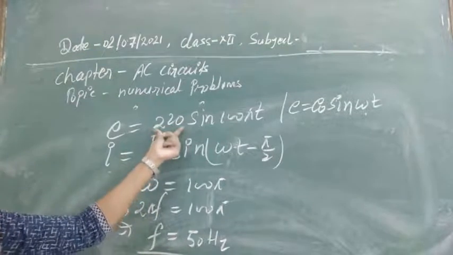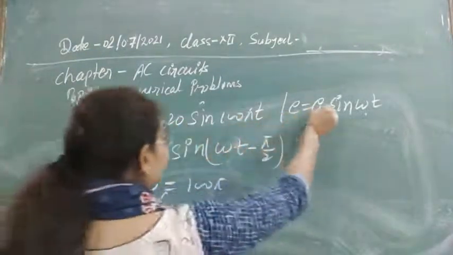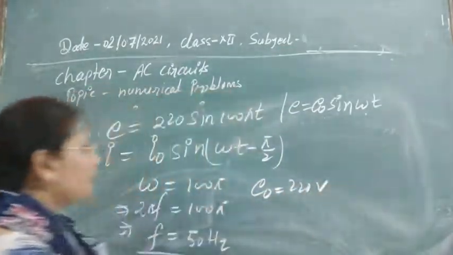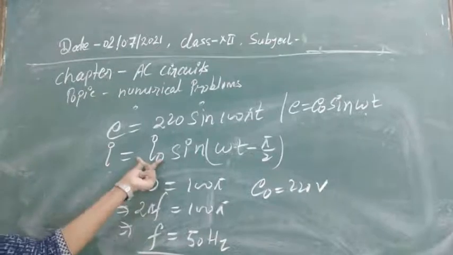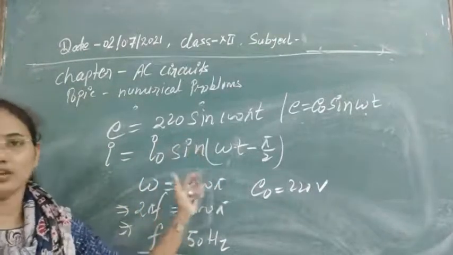One more thing, as you can see here, E0 is given in our circuit. If we compare it, E0 has the value 220 volt. Now we have to write the value of I0 here, so that will provide you the instantaneous equation for the current.